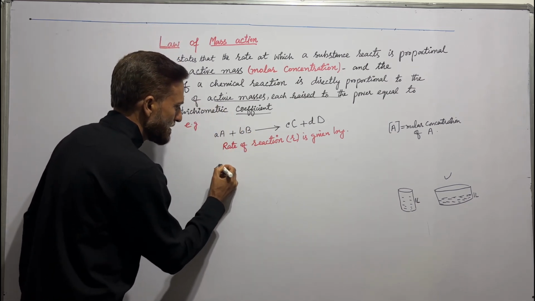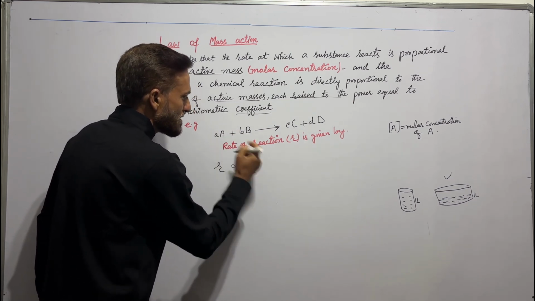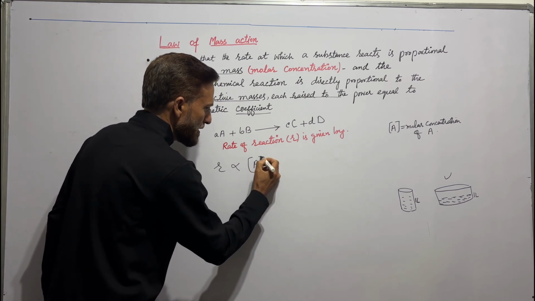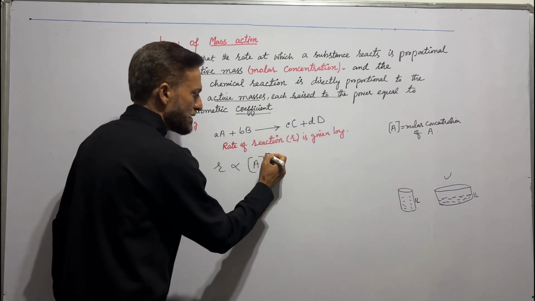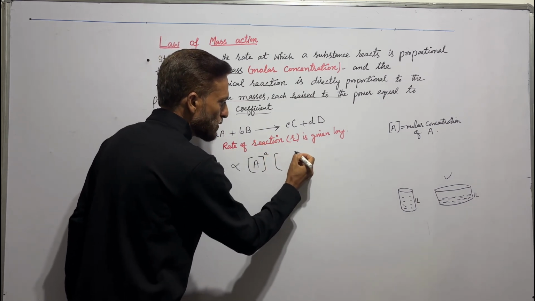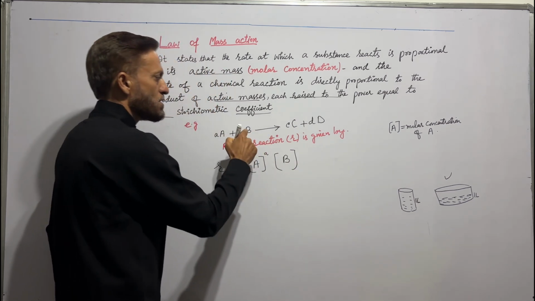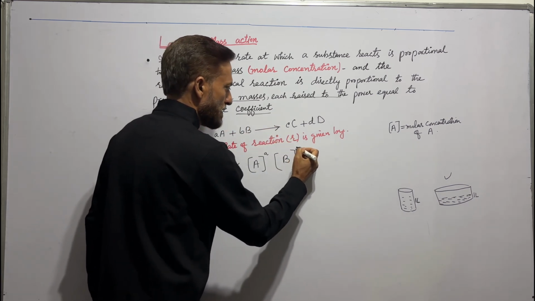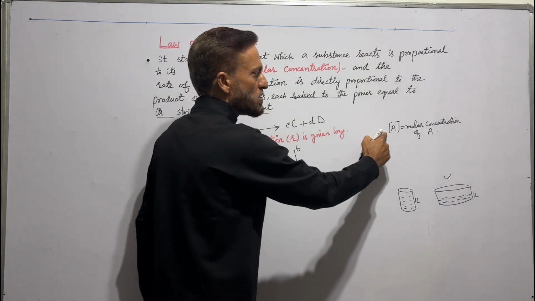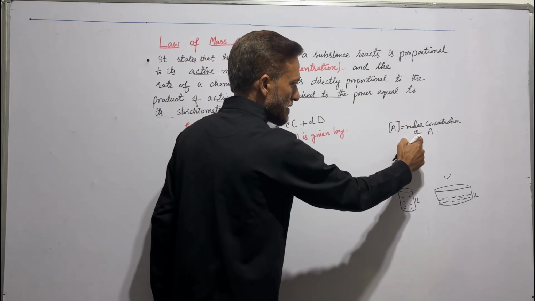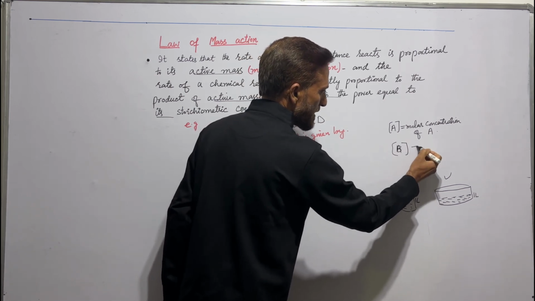According to law of mass action, rate of this reaction is directly proportional to concentration of reactant A raised to the power of its stoichiometric coefficient, that is small a, multiplied by concentration of reactant B raised to the power of its stoichiometric coefficient, that is small b. This notation denotes the molar concentration of reactant A. Similarly, this notation will denote the molar concentration of reactant B.